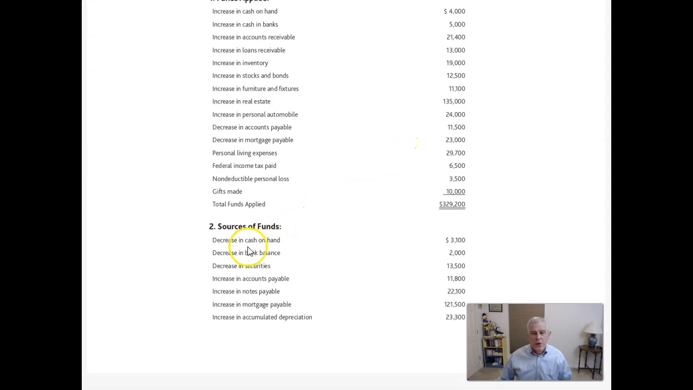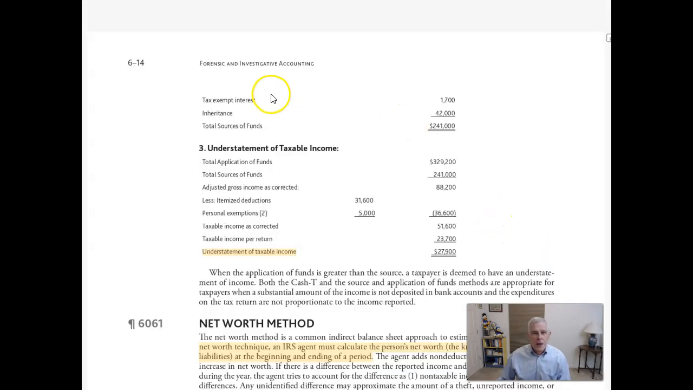Okay, for sources of fund, where did your cash come from? And what you used to pay for some of these items up here. Well, I used cash on hand. It could be your cash hoard. I decreased my bank balance. That's where some funds came from to pay for these other items. My mortgage went up. Got some cash there. Let's see on the next page. I had some tax-exempt interest that wasn't on the tax return. Maybe left that out. Inheritance, I got some of that.